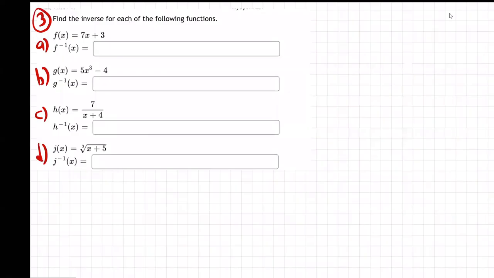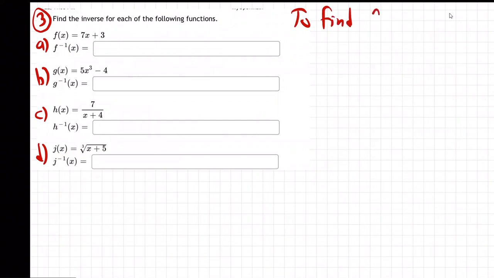Okay, so on this question, they want us to find the inverse for each of the following functions. So they've given us f, g, h, and j. And in each case, they want us to find the inverse. That little -1 power thing means inverse function, opposite function. Well, how do you do that? How do you find the opposite function? It's actually very simple. Let me write the instructions over here.